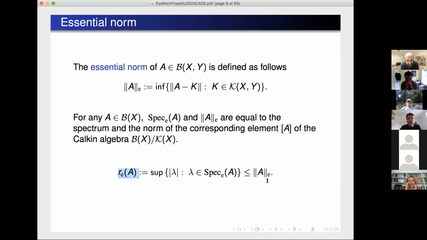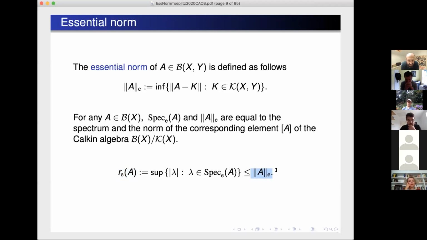All you need to do is add the word essential here, and you don't even need to produce a new proof, because these essential notions are the same as the usual notions if you're thinking of the Calkin algebra. So the essential spectral radius is the radius of the smallest closed disk containing the essential spectrum, and it is less than or equal to the essential norm, for exactly the same reasons as when we talk about the spectral radius and the norm without the word essential. Okay, so I will need this inequality. This is general operator theory stuff.